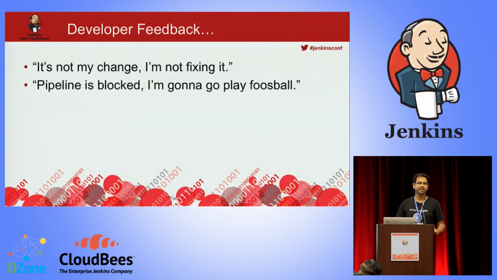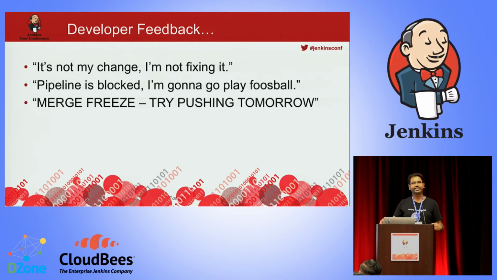Second one, the pipeline was blocked, so people were saying, oh, the pipeline is blocked, I'm going to go play foosball. And from the release side of coordinating things, when things got out of hand, for example tests were being broken and changes kept coming in, we used to enforce merge freezes. We would say, hey guys, let's stop what we are doing, let's not merge anything, let's figure out what the problems are, go back, fix them, and then restart the pipeline. But this wasted a lot of time.